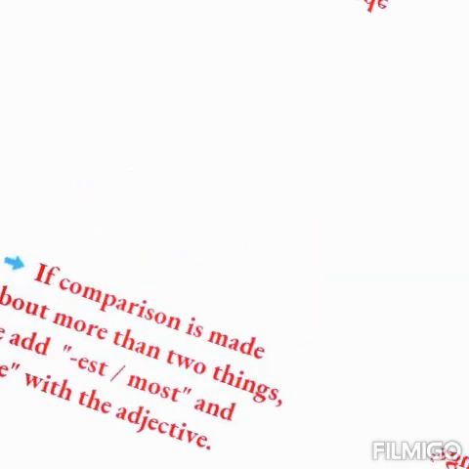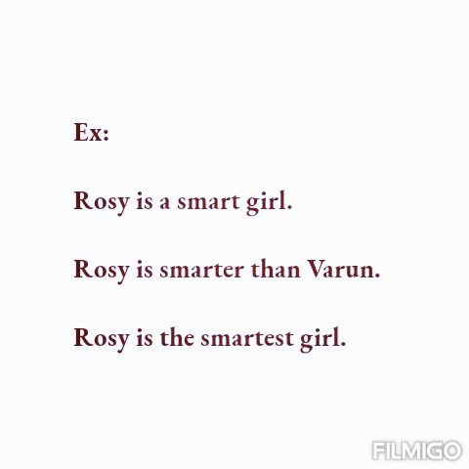Look at the example, dears. Rosie is a smart girl. Here, smart is the adjective word and no comparison is made. So, we have just written the adjective as it is. Look at the second one. Rosie is smarter than Varun. Here, we have compared Rosie with Varun. So, we have added er to the adjective and then we have added than. So, the sentence is Rosie is smarter than Varun.